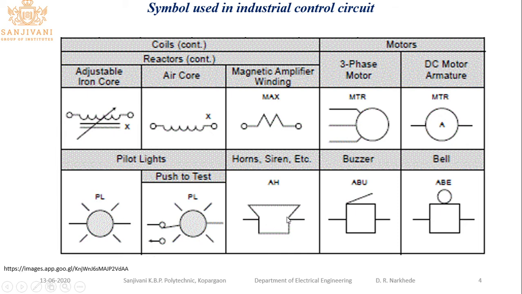This is horn, siren, which is commonly used for giving you the audio indications, or during emergency we are going to use this one. Then these are certain symbols which I use. This is the symbol of buzzer and this is the symbol of bell.